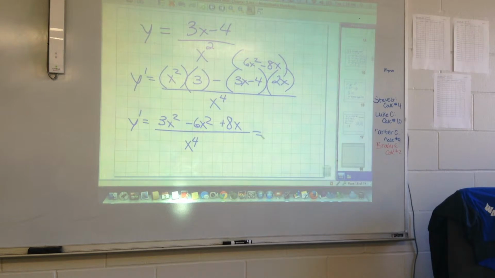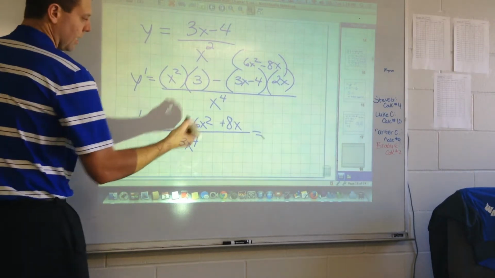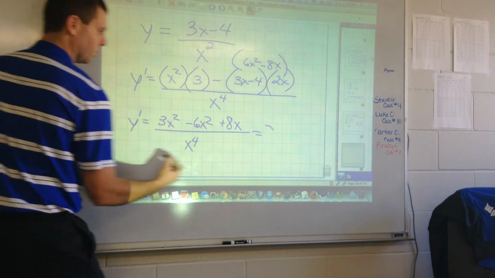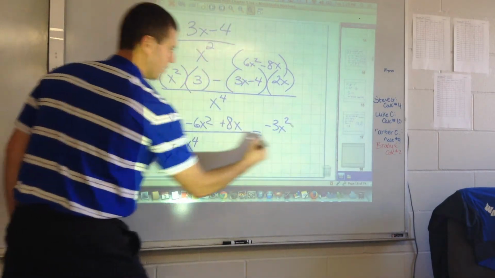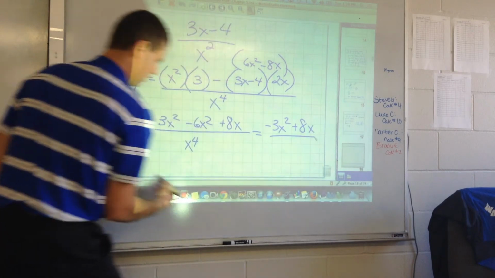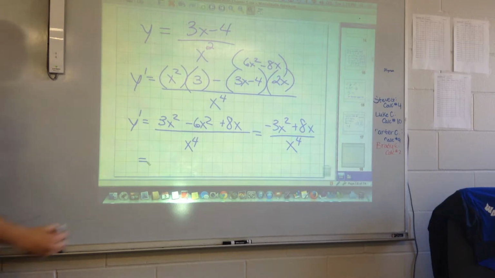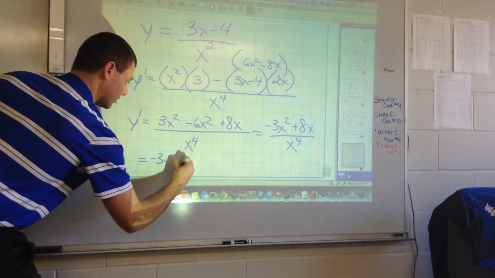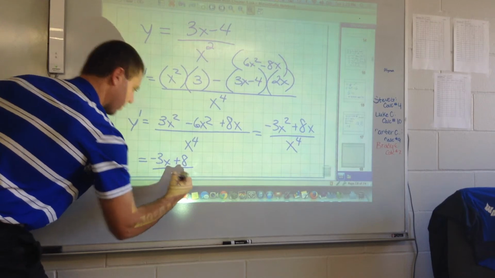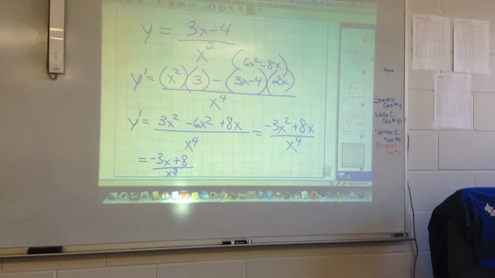Factor that. You can take out x's. So you've got like terms you can simplify on the top. You've got an x that is divisible out of everything. To simplify, I'll combine my like terms first. So negative 3x squared plus 8x all over x to the fourth. Negative 3x plus 8 over x to the third. And everything is divisible by x, or you can factor an x out of the top and factor an x out of the bottom.